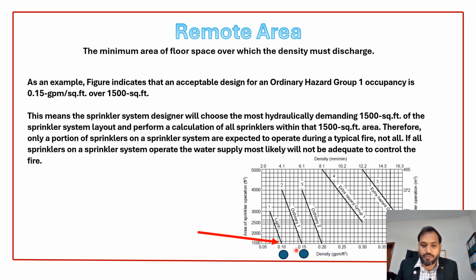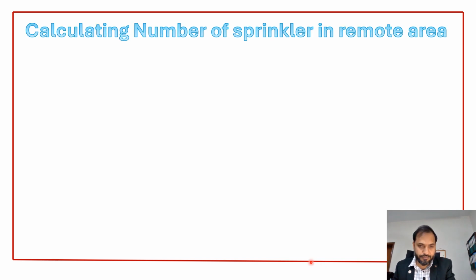As an example, the figure indicates that an acceptable design for ordinary hazard group 1 occupancy is 0.15, as we are discussing ordinary hazard. Ordinary hazard: 0.15 over 1500 square feet. There is area. If we are getting area in square feet, we get density in GPM per square foot. If we are getting area in square meters, then density is in millimeters per minute.